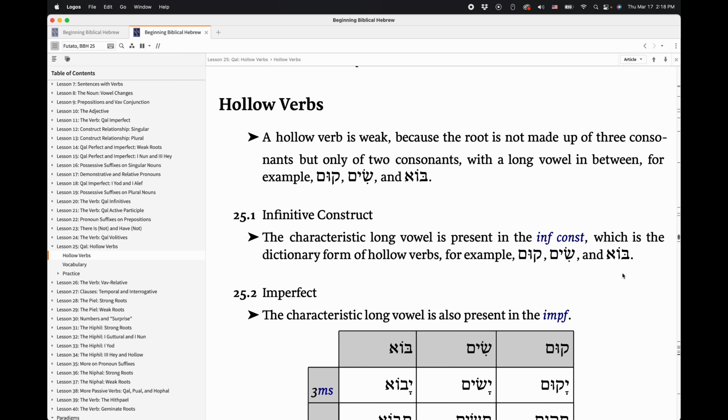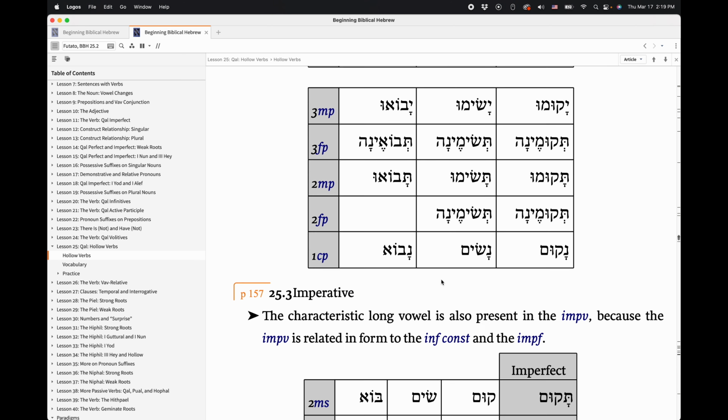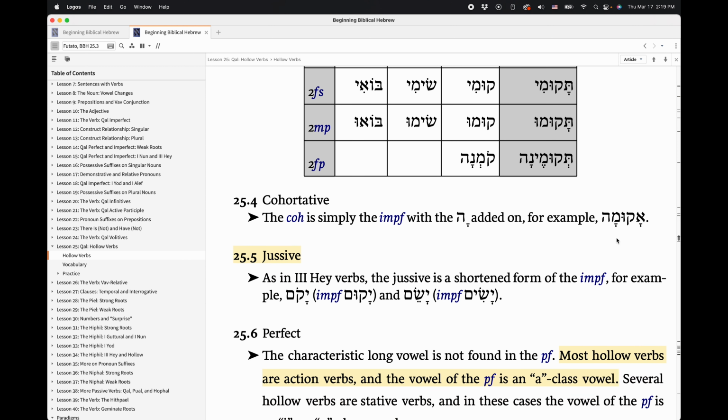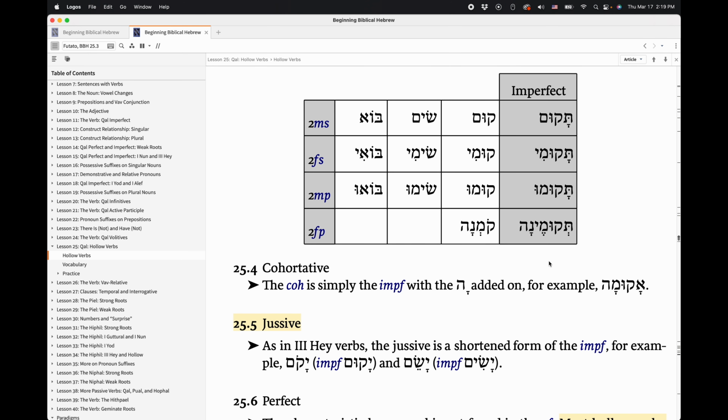All right, so again, infinitive construct, easy peasy. That's the form you get in your vocabulary list. Imperfect, same as normal. You just have a cometz prefix vowel instead of a Hiric, and that's because you've only got 2 consonants in your root instead of 3. Imperative, again, it's just the imperfect second person forms with the prefixes removed. No problem. Cohortative, again, just like the strong verbs, the cal imperfect first person forms, either the aleph or the nun, with a cometz hey added. Then we get to the jussive, and the jussive is where we start to see a little bit of variation.